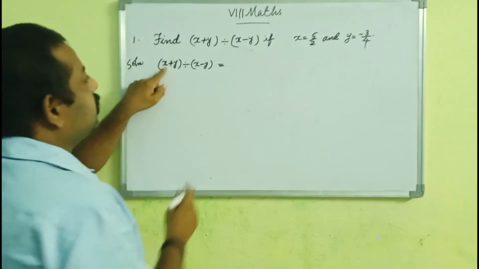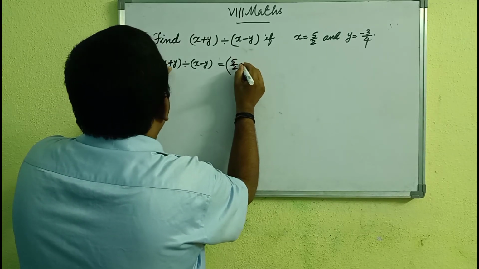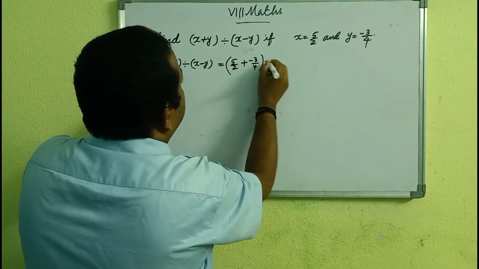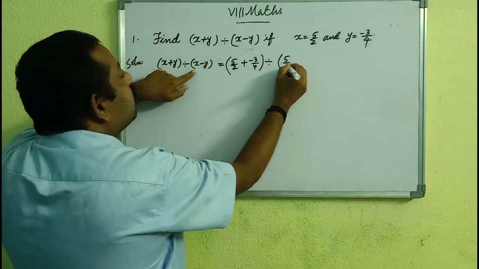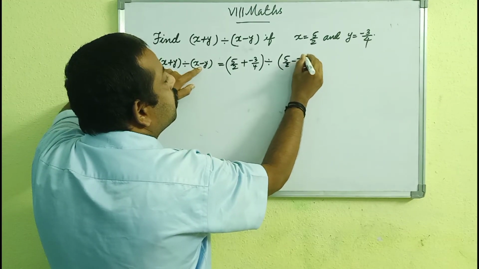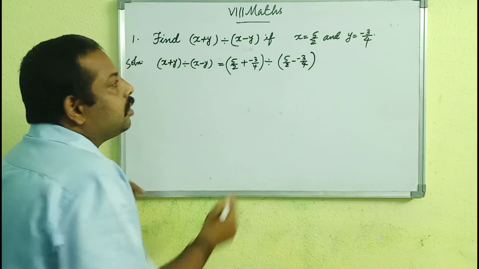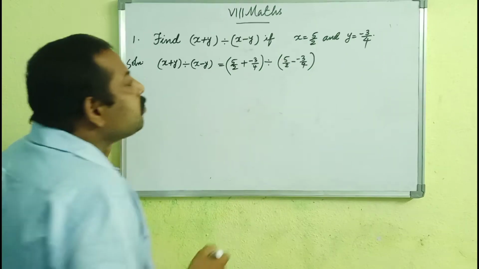You know x is nothing but 5 by 2, plus y is minus 3 by 4, divided by x is 5 by 2 minus y is minus 3 by 4. Don't think that this minus is already given. This minus is the operation symbol and this is the symbol of that rational number.